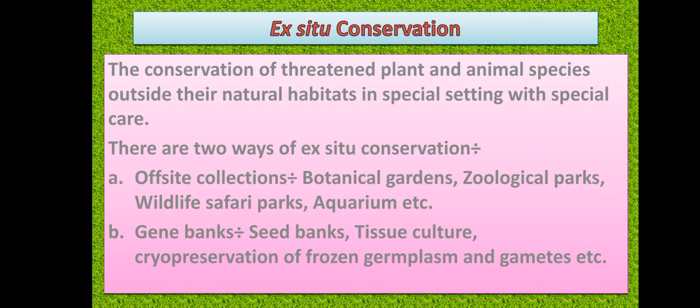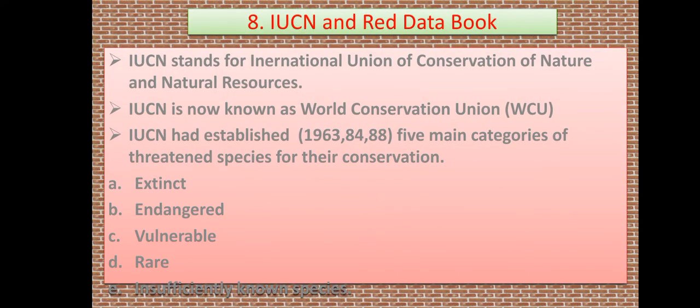Ex situ conservation, the conservation of threatened plant and animal species outside their natural habitats in a special setting with special care, is known as ex situ conservation. There are two ways of ex situ conservation. Number 1, off-site collections in the form of botanical gardens, zoological parks, wildlife safari parks, aquarium, etc. And number 2, gene banks, seed banks, tissue culture, cryopreservation of frozen germ plasm and gametes are different types of strategy of ex situ conservation.